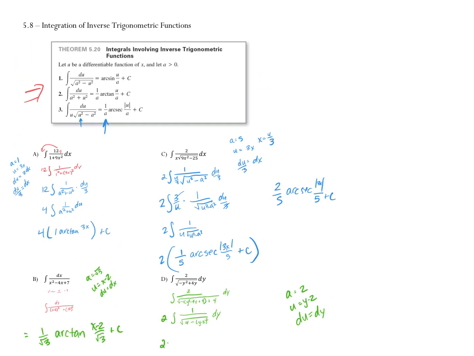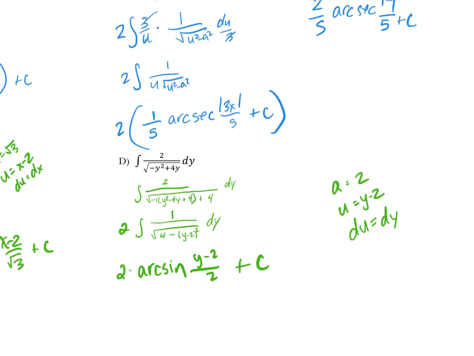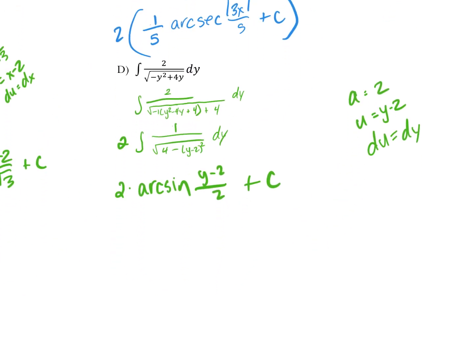Arc sine, right? And it's arc sine of u over a, so that'd be y minus 2 over 2 plus c. How are we feeling on this? With the formulas, I don't think these are that bad.